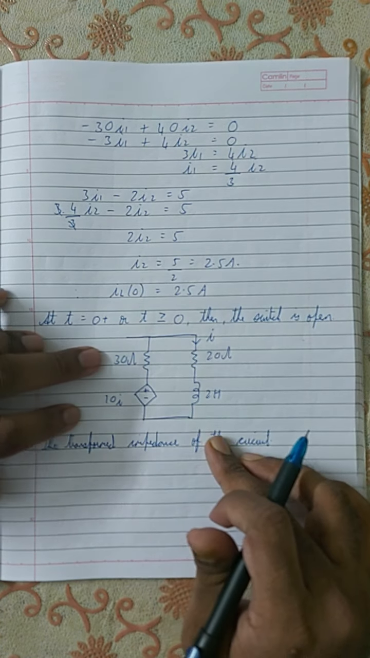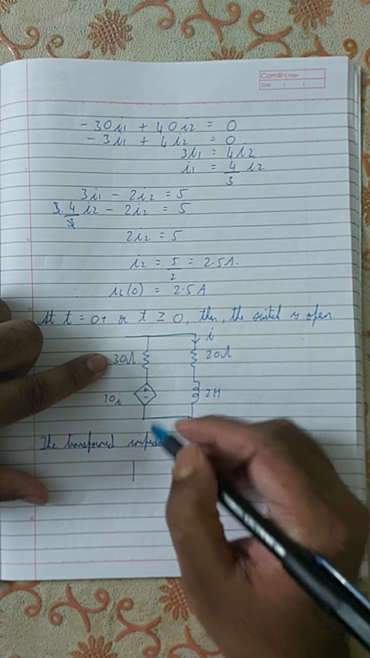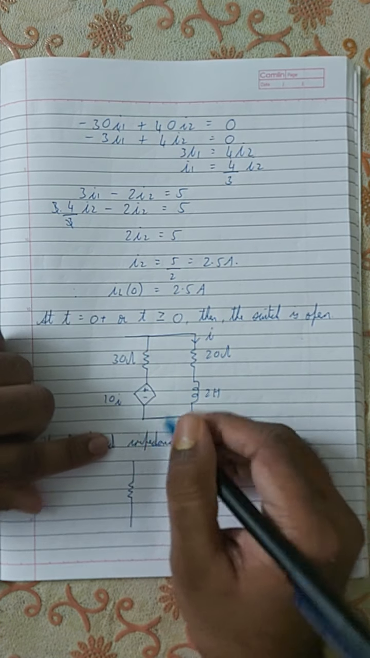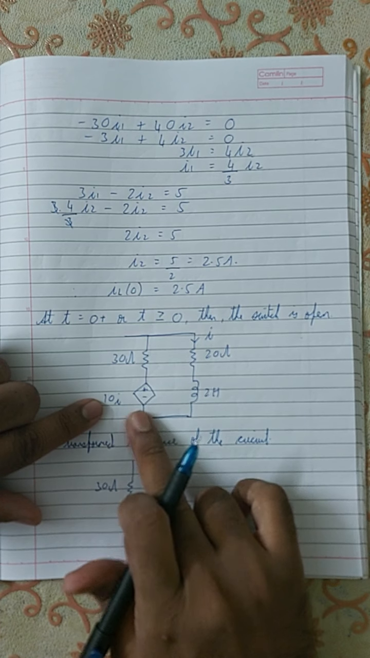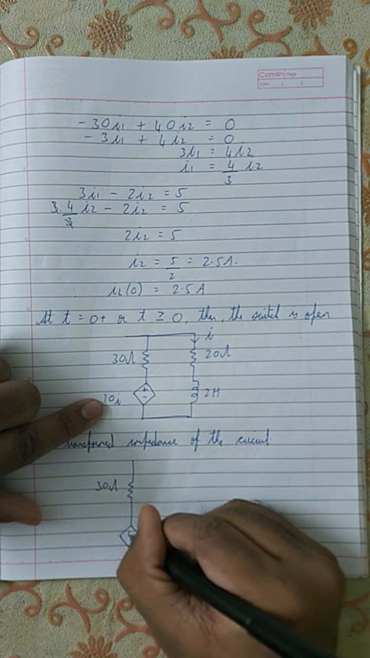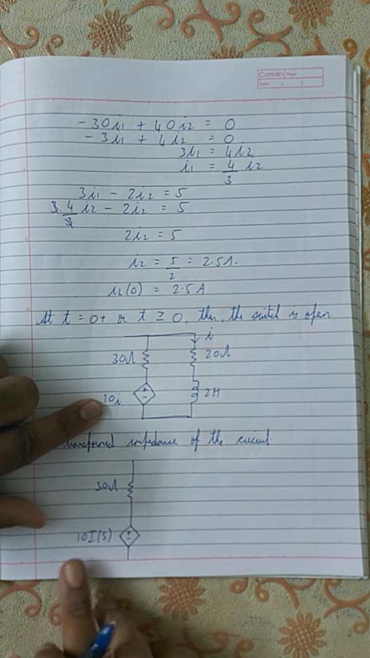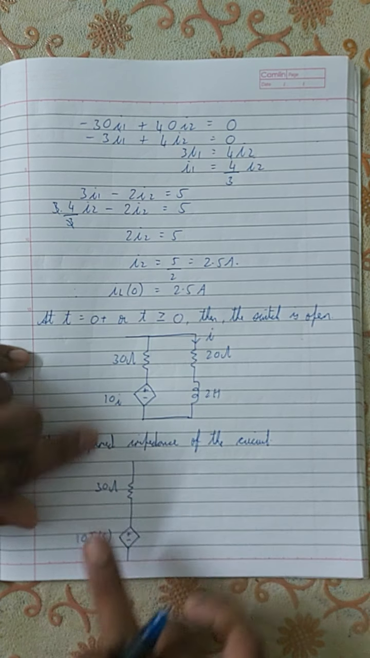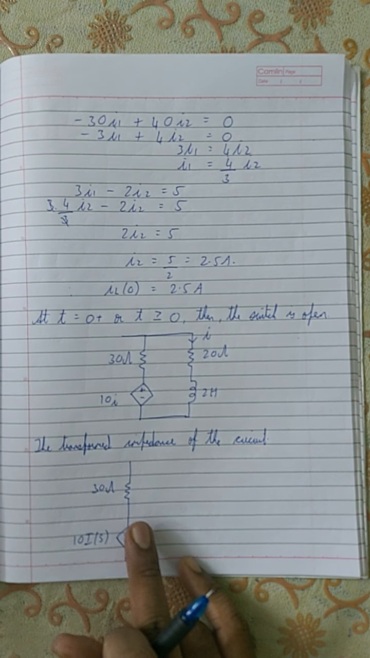What is the Laplace transform of 30? It is 30 ohms itself. The Laplace transform of a resistor is the resistor itself. What about the Laplace transform of 10i? It is 10 I of s, where I of s is the Laplace transform of I. So the Laplace transform of 10i is 10 I of s.